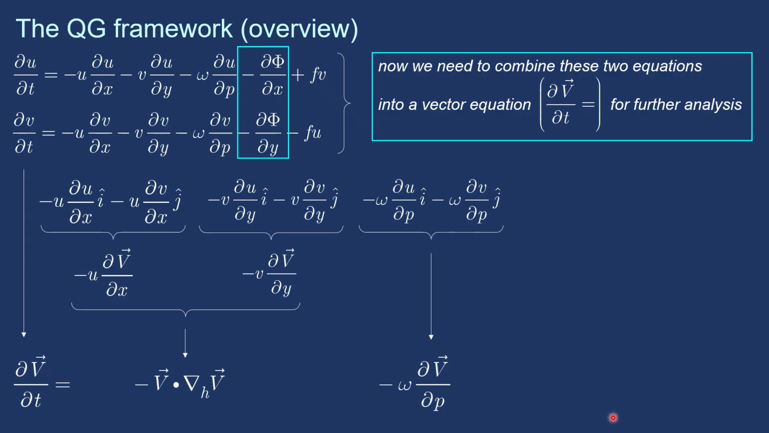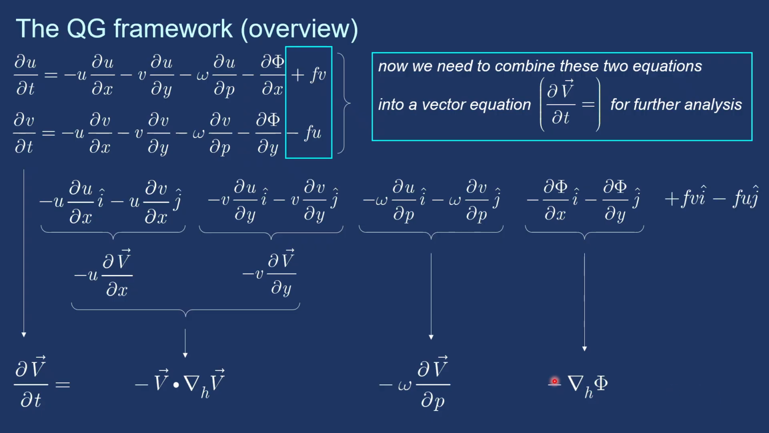The next set of terms, the fourth terms on the right-hand side of the equal sign in standard basis form, we have minus partial with respect to x of phi i hat and partial with respect to y of phi j hat. So this partial x, partial y looks like the horizontal gradient of phi, and so that collapses into minus del sub h phi. And then the last two terms, plus f times v i hat minus f times u j hat, those represent the horizontal components of the Coriolis force acting on the horizontal wind, and that will collapse into the cross product minus f k hat cross v vector. And that is it.